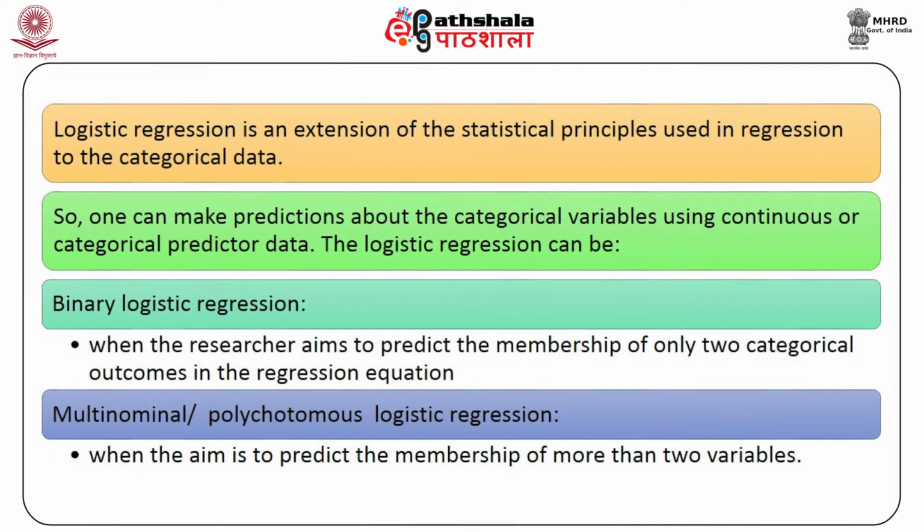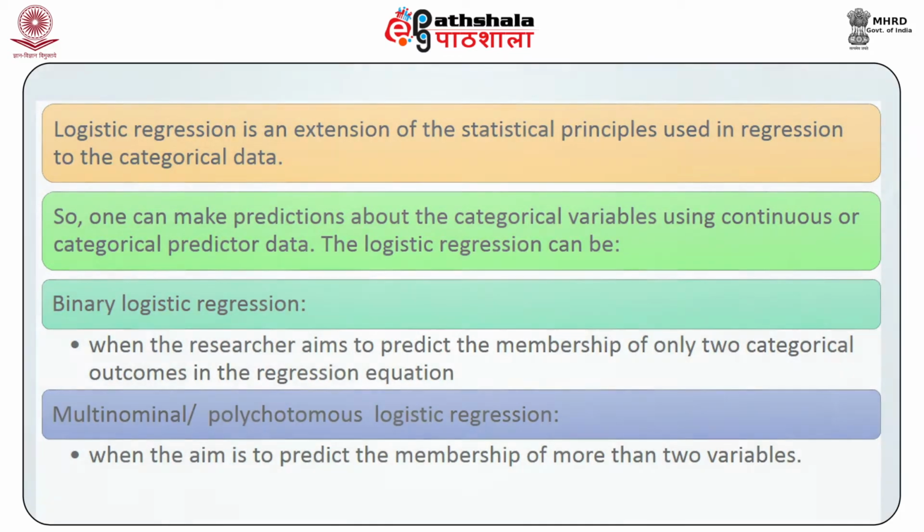Logistic regression is an extension of the statistical principles we used in regression to the categorical data. So, one can make predictions about the categorical variables using continuous or categorical predictor data. The logistic regression can be of two types: binary logistic regression, when the researcher aims to predict the membership of only two categorical outcomes in the regression equation, or it can be multinomial or polytomous logistic regression, when the aim is to predict the membership of more than two categories.